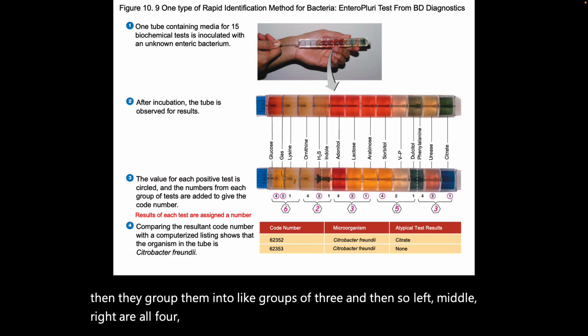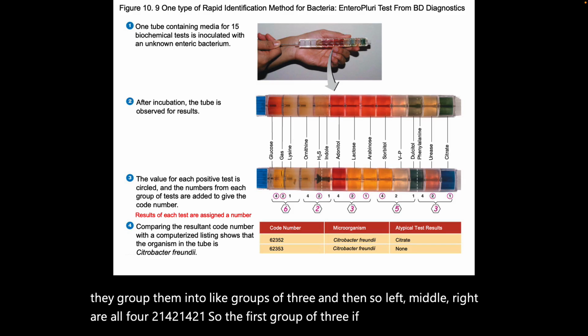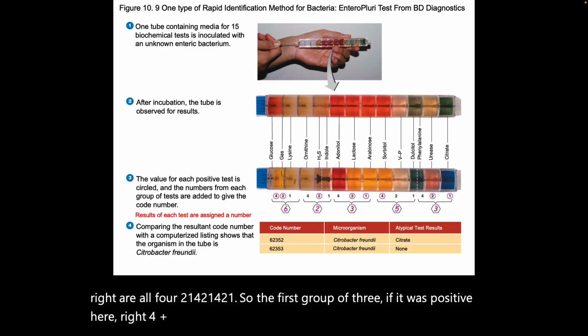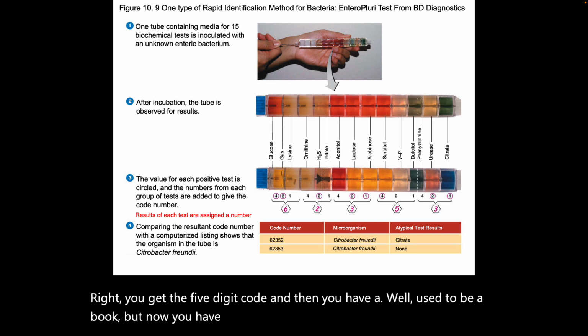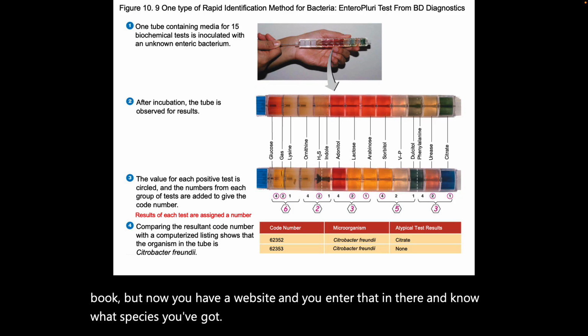So left, middle, right are 4, 2, 1, 4, 2, 1, 4, 2, 1. So the first group of 3, if it was positive here, right, 4 plus 2 is 6. Here, only this one was positive, so 2. These 2 were positive, 3, right? You get the 5-digit code, and it used to be a book, but now you have a website, and you enter that in there, and you know what species you've got. It's really cool.